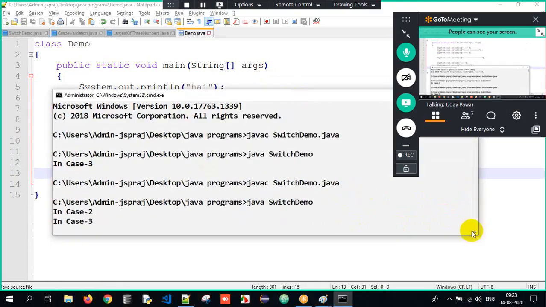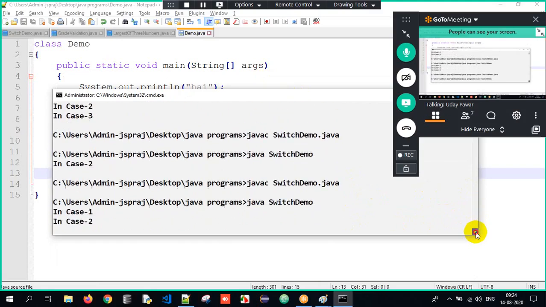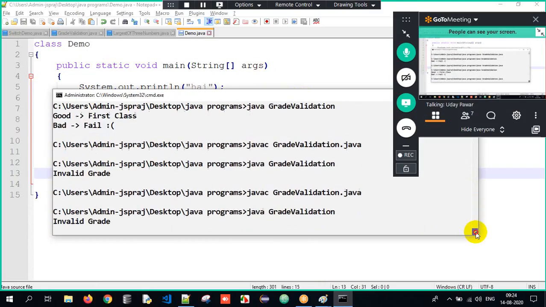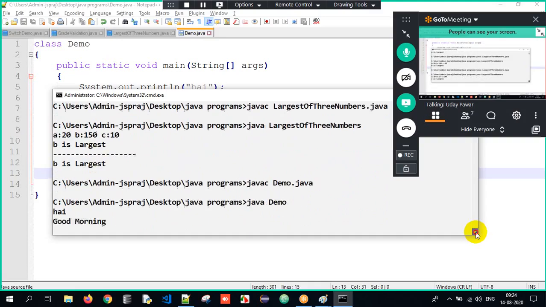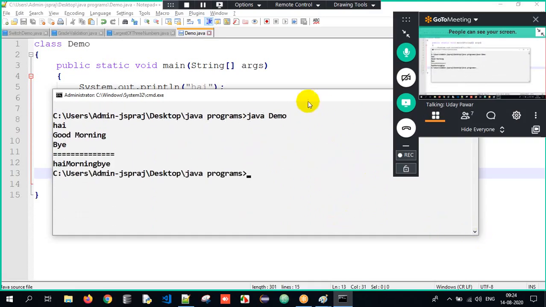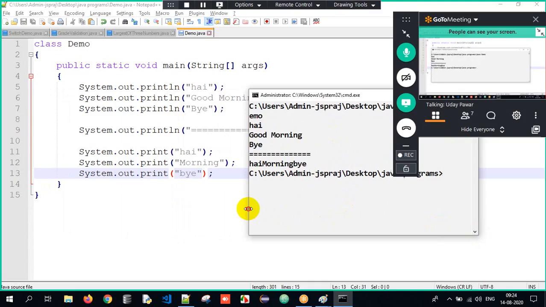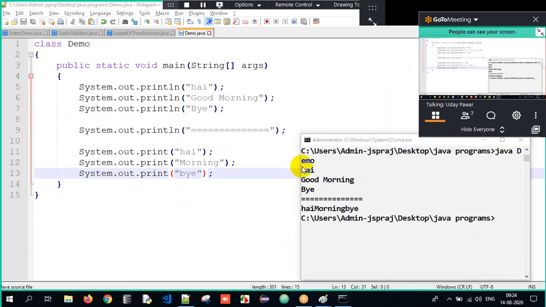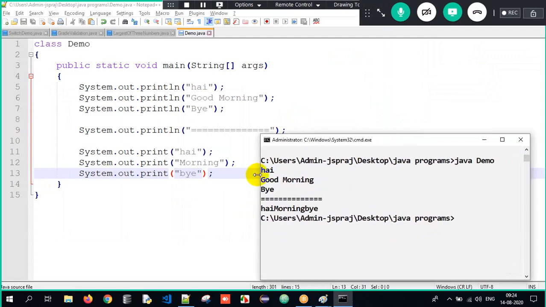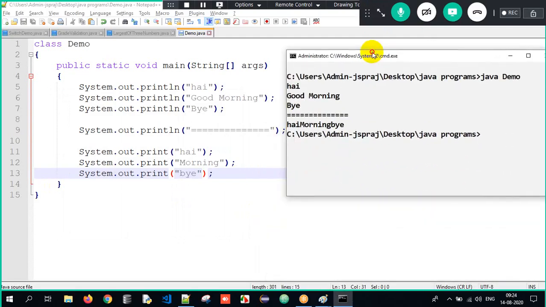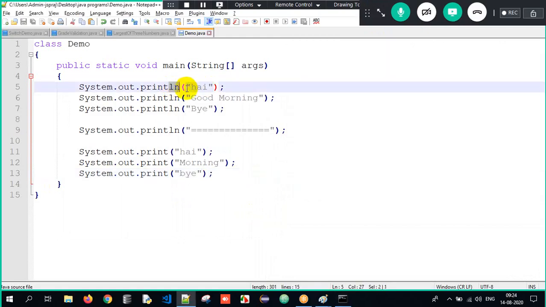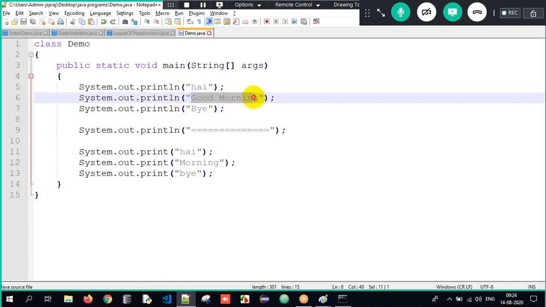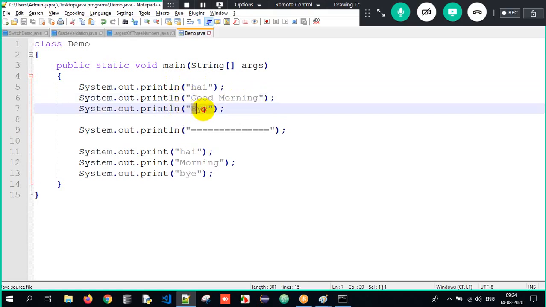Okay, let me do it for you. Okay, so just observe what is happening. Whenever I talk about println, it means it prints the data and the control is transferred to the new line. See, println meaning it prints hi and the control is transferred to the next line. And good morning, control is transferred to the next line. Println bye, control is transferred to the next line. So this is also done.